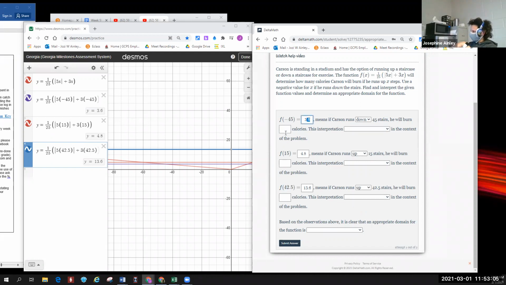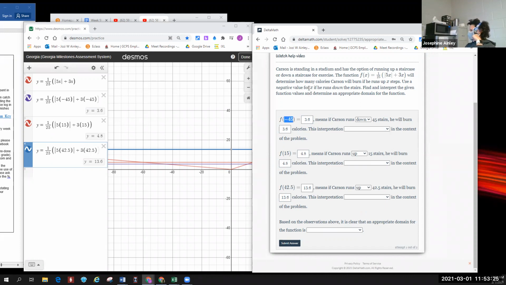All right, he will burn how many calories? So that's this box, right? So it's going to burn 3.6, that's 4.8 on this one, and that's 13.6 on that one. Okay. All right, this interpretation, does it make sense?